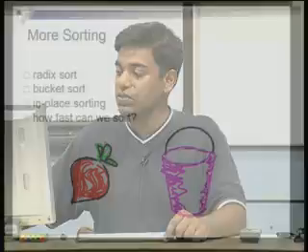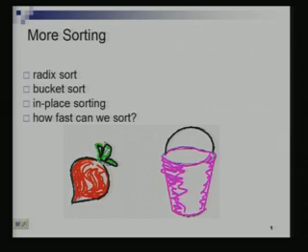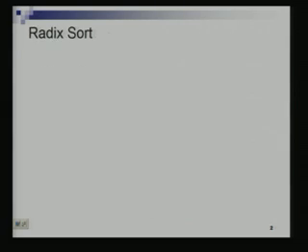Bubble sort we have not done. Okay, we are going to look at this. We are going to see which is in place and which is not in place. Not all of these are in place. What you just said. Okay, we are going to see, and then we are going to finally look at how fast we can sort. Can we do better than what we have been discussing so far?